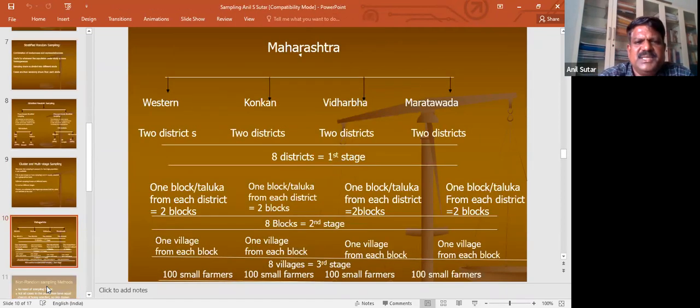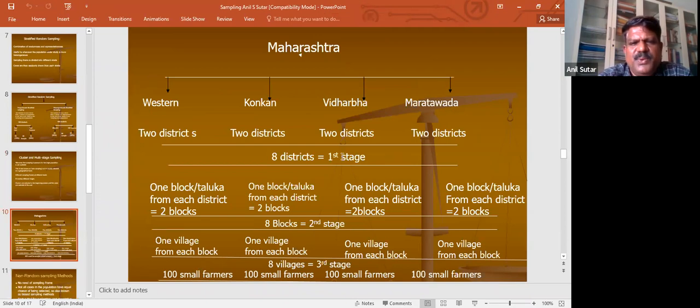Here is the illustration. I hope you can see, no? For multi-stage, it has two terms, no? This sampling, multi-stage and cluster. Then you should demonstrate in the sampling plan that you are following different phases, that is multi-stages, and you should also demonstrate you are selecting clusters also. Clusters means a combination of sampling elements.